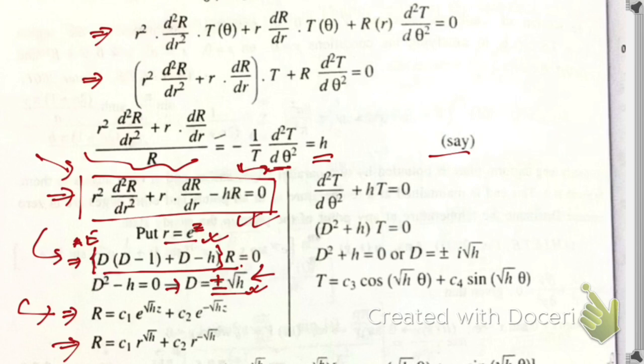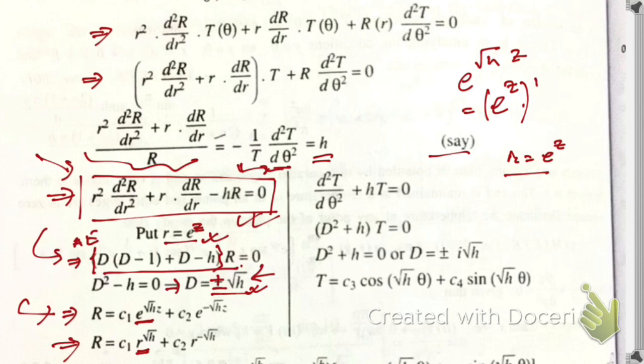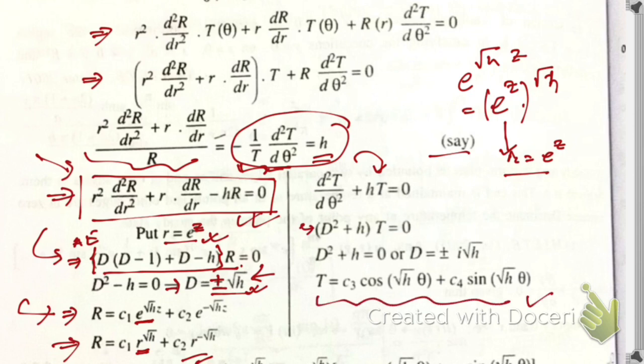So here you see, here we have e to the power root h z, and here we have got r to the power root h, because we had taken r is equal to e to the power z, right? Using that, e to the power root over h and z can be written as e to the power z whole to the power root h, and this e to the power z is replaced by r. That's how we have got it. Similarly, if you solve this differential equation, then you will get this solution.